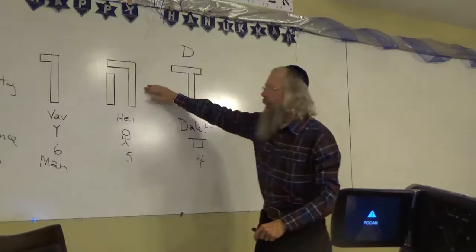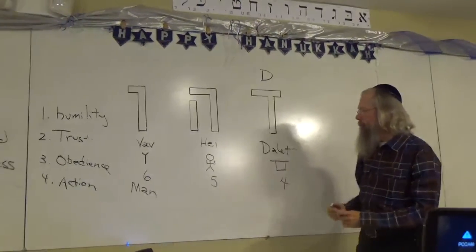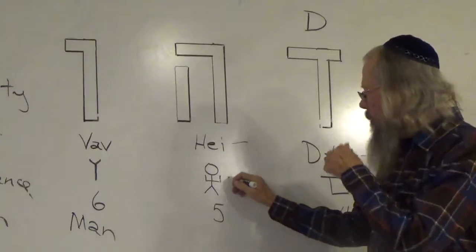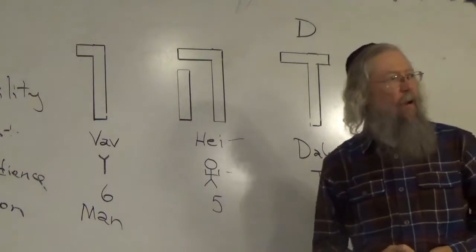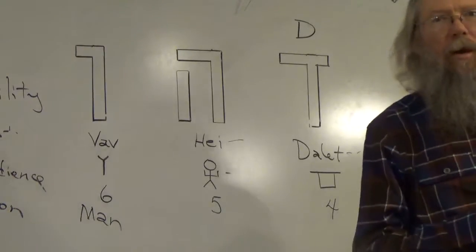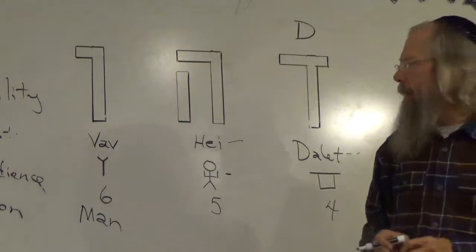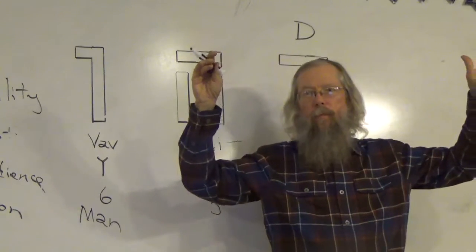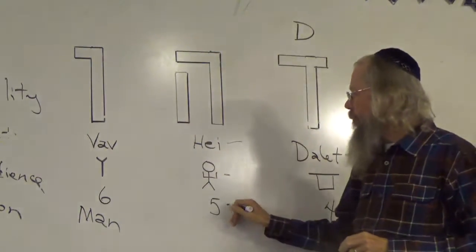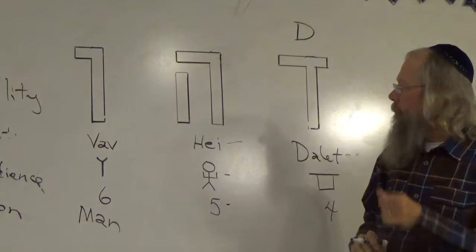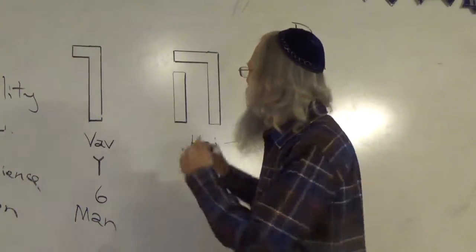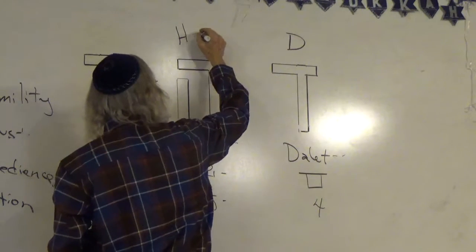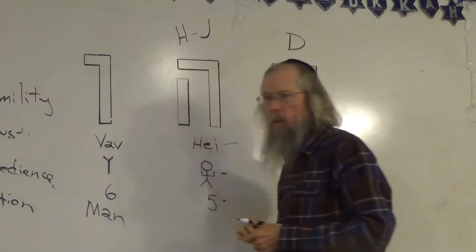Everyone say, Hey. Louder. So this is the name, Hey. This is the pictograph, and the pictograph is a little human. The idea is that he's looking through a window, out a window. And the number is 5. So He is, in English, the letter H. In Spanish it is the letter J.